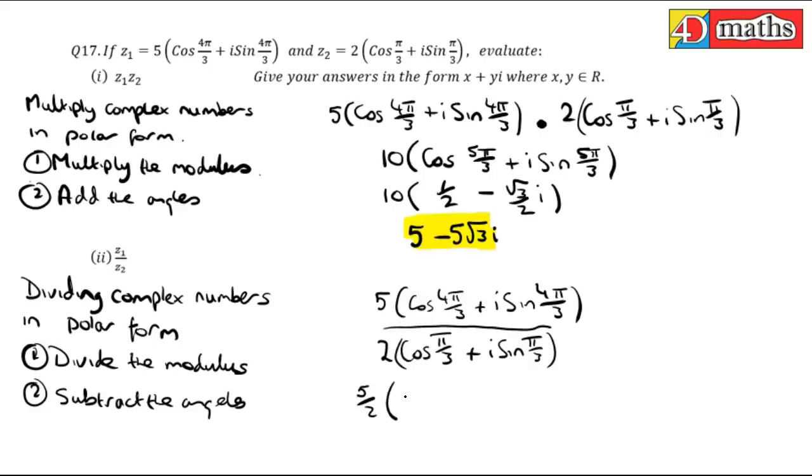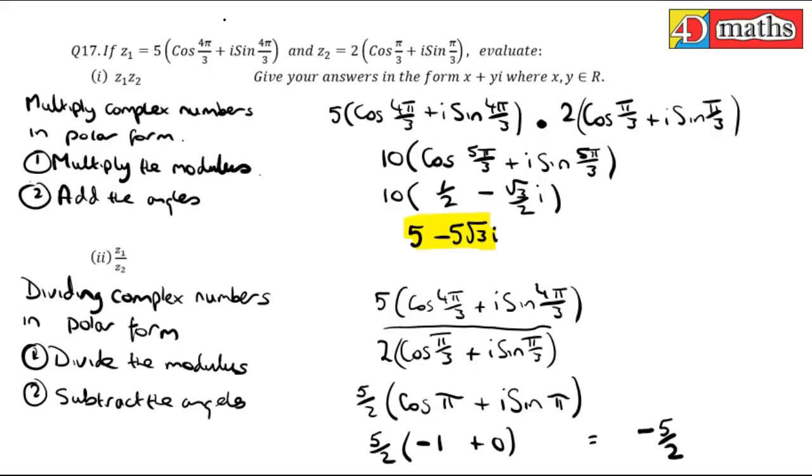Subtract the angle. So cos, now 4π/3 minus π/3 is 3π/3, which is π. And it's i sin π as well. Okay, so what's cos of π? Cos of π is minus 1. Sine of π is 0. So we're multiplying this by 5 over 2. So what answer do we get? Minus 5 over 2. So that's the answer for dividing. Okay.